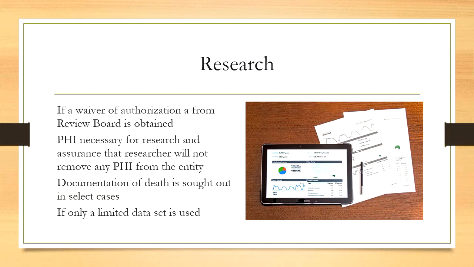However, a covered entity can use and disclose protected health information for research purposes, even without an individual's authorization, provided the following: if a waiver of authorization from a review board is obtained, or if PHI is necessary for research and assurance is given that the researcher will not remove any PHI from the entity, if documentation of death is sought out in those select cases, and if only a limited data set is used where some of the personally identifiable information is removed from the data before it goes to the researcher.